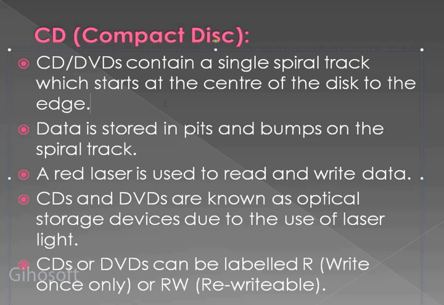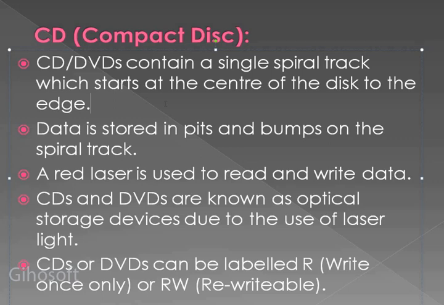Data is stored in the form of pits and bumps on the spiral track. One pit is known as a 0, whereas one bump, or the higher ground, indicates 1. A red laser is used to read and write data. CDs and DVDs are known as optical storage devices due to the use of laser light.